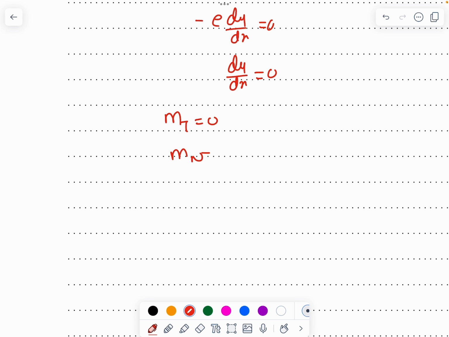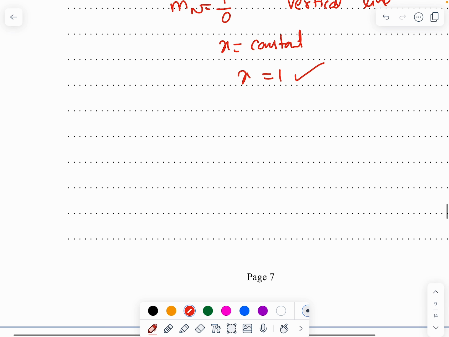Slope of the tangent equals 0, so the slope of the normal will be 1 upon 0. So it's going to be a vertical line. Vertical line means, as we have just learned, x equals constant, whatever is the value of x. So x equals 1. That's going to be the equation of the normal line.